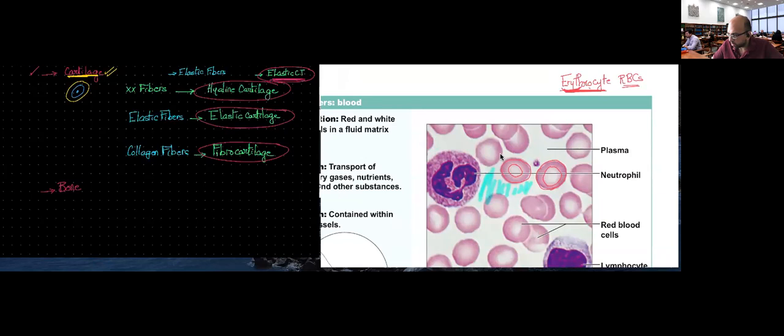Erythro means red and cyte means cell. So red cells, erythrocytes.